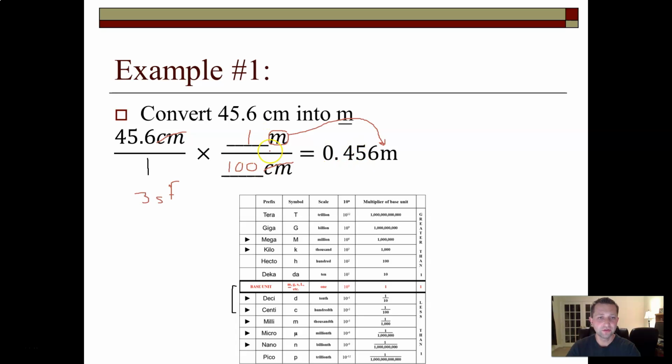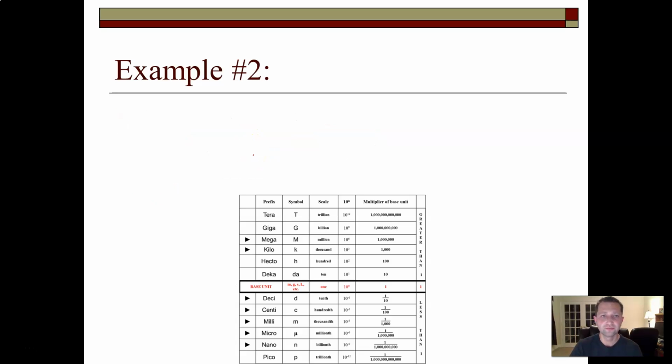Okay, you want to make sure you don't use equivalences in your sig figs, because they are exact equivalences. They're exact numbers here. There's exactly 1 meter in 100 centimeters. So you wouldn't count that. It's not really a rounded measurement at all.